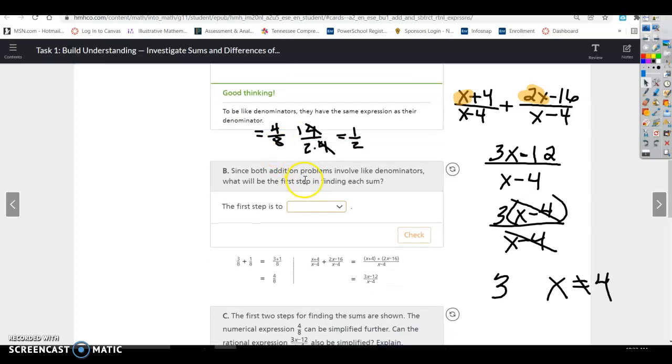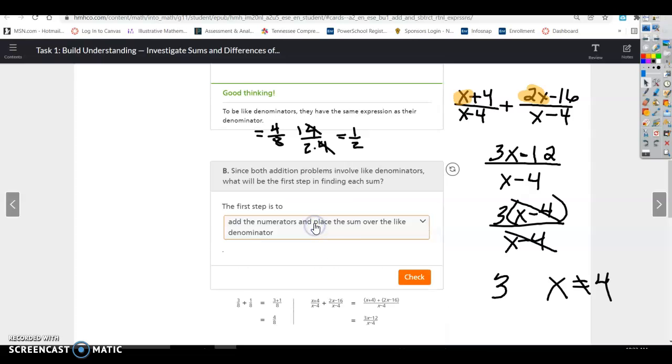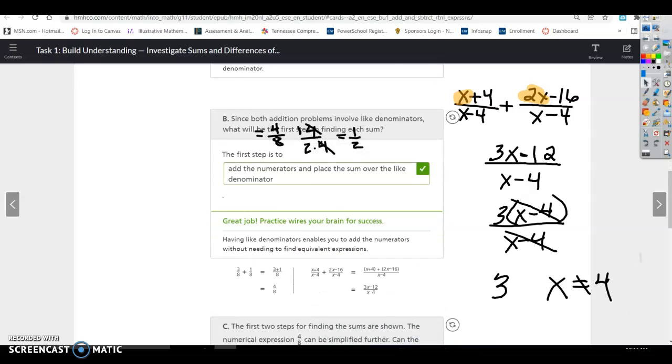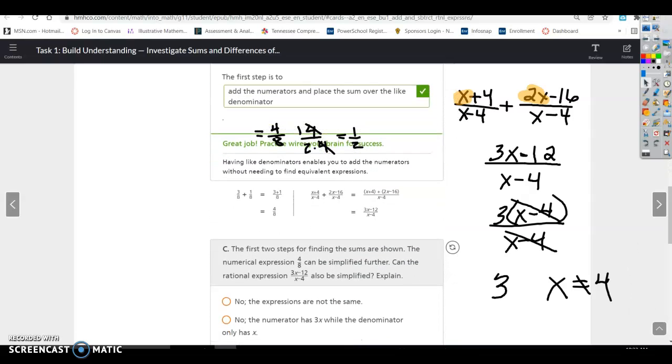Since both addition problems involve like denominators, what will be the first step in finding each sum? Remember, we just added the numerators. It says add the denominators and place the sum under. That's not it. Add the numerators and place over like denominators. That would be the correct answer. So you add the numerators and keep the denominators.